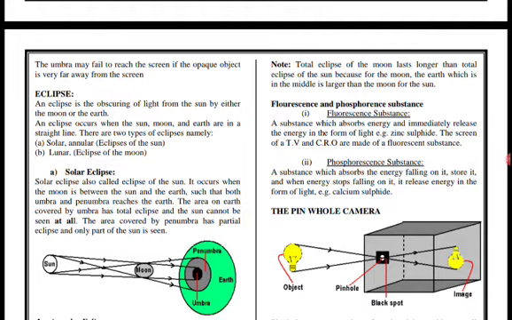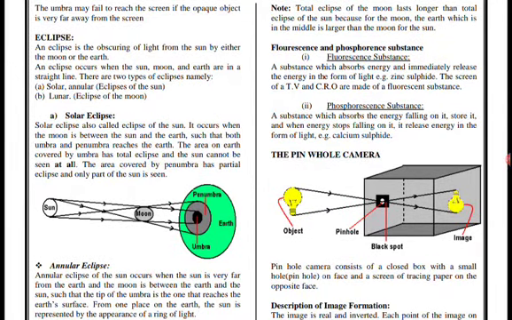Solar eclipse, also called eclipse of the sun, occurs when the moon is between the sun and the earth, such that both the umbra and the penumbra reach the earth. The area on the earth covered by the umbra has total eclipse, and the sun cannot be seen at all. So in the umbra, we experience total darkness. The area covered by the penumbra has partial eclipse, and only part of the sun is seen.